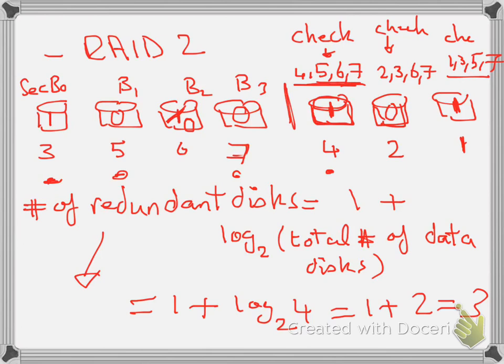Let's go to check 4, 5, 6, 7. Calculate the number of ones. 1, 0, 0, 0. So the number of ones is odd, which is not correct. Yes? So I know now that I might have a problem in any of these disks. Correct? It can be either 4 or 5 or 6 or 7. Let's go to the next disk.